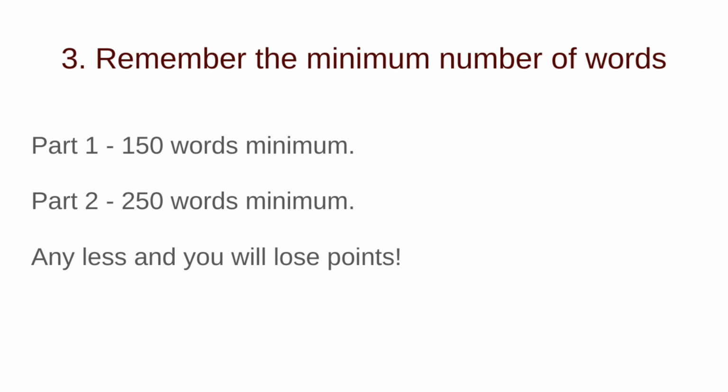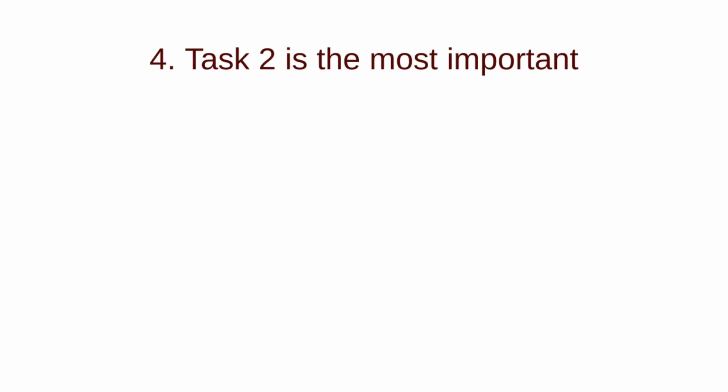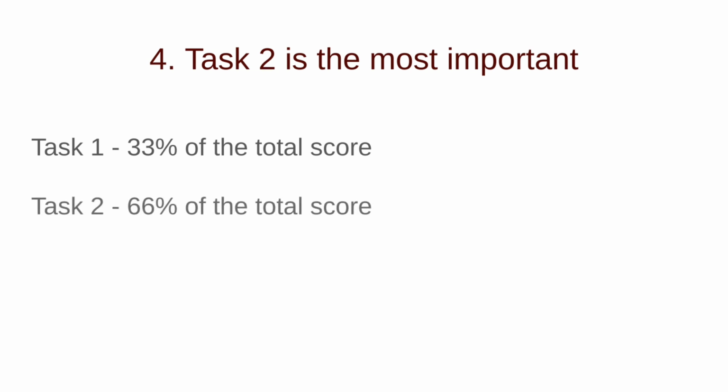Tip number 4. Task 2 is the most important. Task 2 is worth twice as many points as Task 1. Task 1 is worth 1/3 of your score, and Task 2, 2/3 of your score. So put most of your effort into Task 2.